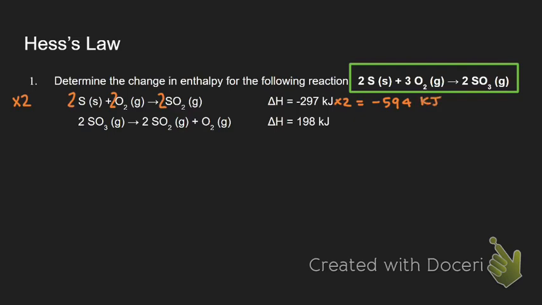Okay, for the second step reaction, we have SO3 as a reactant. But in the overall reaction, the one in the green box, the SO3 is a product. So what I can do is flip this reaction, or we can reverse it. Okay, when you reverse the reaction, you also are going to reverse the sign. So now this would be a negative 198 kilojoules. Okay, so I'm going to go ahead and rewrite this as a reverse reaction.